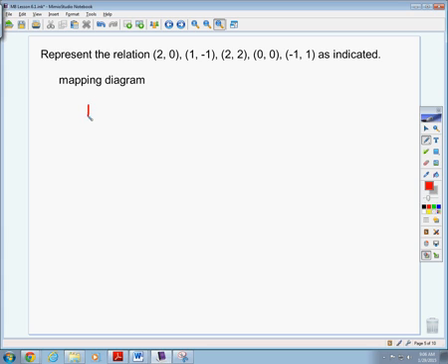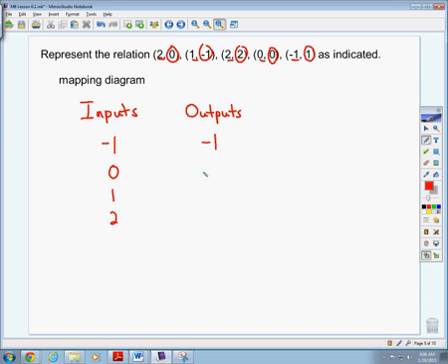We start a mapping diagram by identifying our two columns. We have our inputs and our outputs. Now our inputs, remember, are all our x values, our domain. Write them in order going down, no repeats. So looking at this, I would have -1, 0, 1, and 2. Our outputs then, our y values, our range, we're going to have -1, 0, 1, and 2.